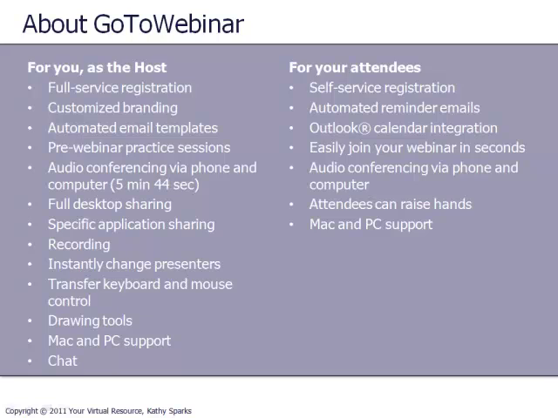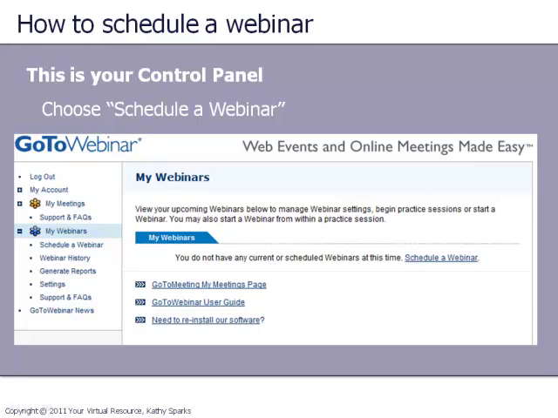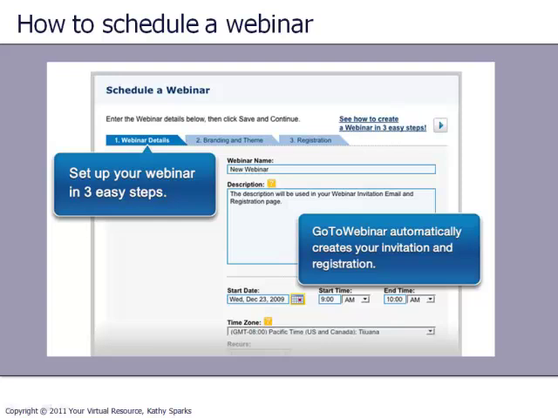So how do you schedule a webinar? Well, you log into your account, and this is what your control panel looks like. And so you just choose Schedule a Webinar. And so it's 3 steps. You go to Webinar, automatically creates your invitation and registration, just like the ones you see when you've joined a webinar. People register using your customized registration form.